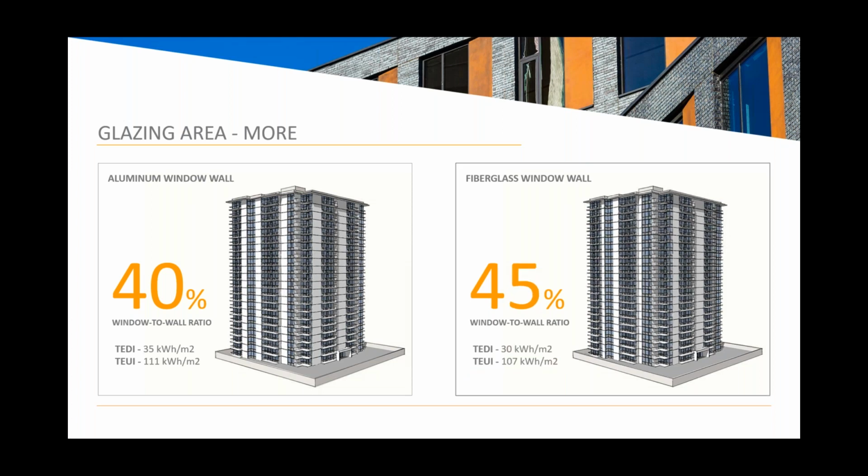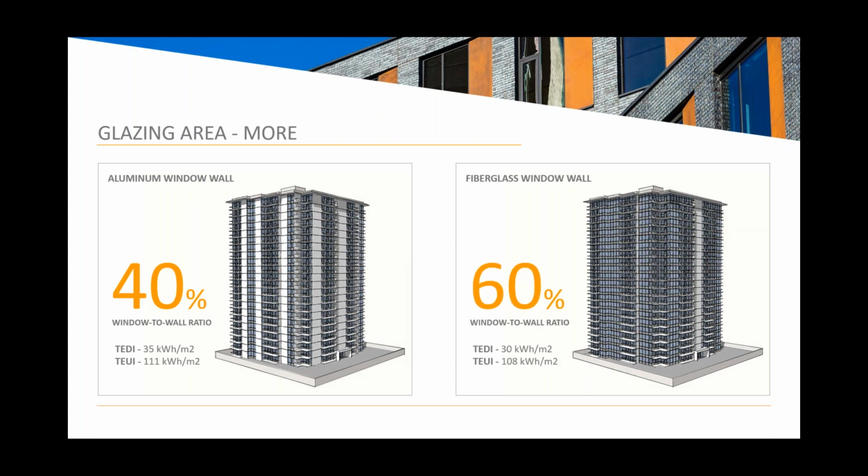So now we can do something like increase the percentage of glazed area, the window to wall ratio. So if we go to 45, that's what it looks like, and you can see we're still at 30 and 107. 50%, 30 and 107. 55, 30 and 107. 60%, 108. 65, 109. And you can see with 65% window to wall ratio, the facade has an appearance of being predominantly glass or almost all glass.